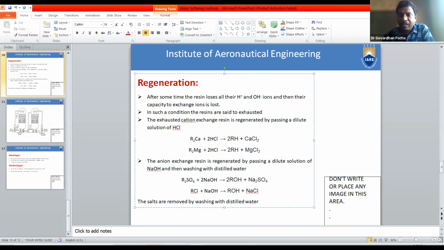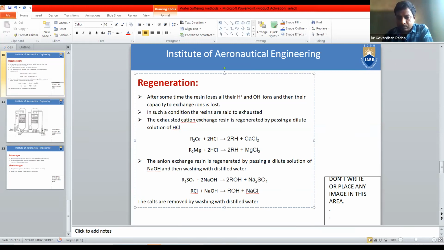The second column is an anion exchanger. What is the representation for an anion exchanger? ROH. So we see the equation: the anion exchanger ROH removes the anionic hardness like chlorides, sulfates, and nitrates. The resultant water is free from all dissolved cations and anions, so the pH should be exactly 7. That means the resultant water is neutral water, or soft water.